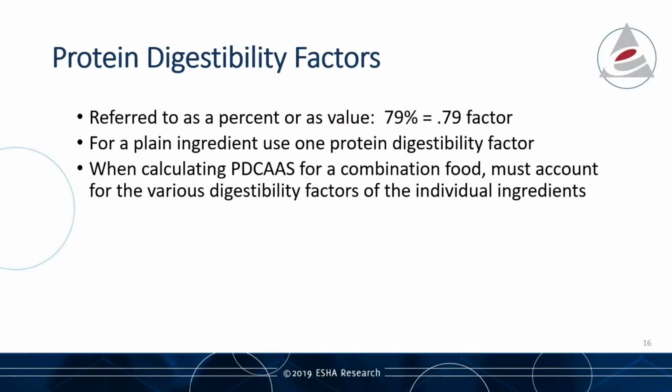We see protein digestibility expressed as a percent or as a value, like 79% or 0.79 factor in a lot of research articles and information. A plain ingredient has 1 protein digestibility factor, but when we're working with combination foods, we need to account for the various digestibility factors of the individual ingredients that those foods contain.